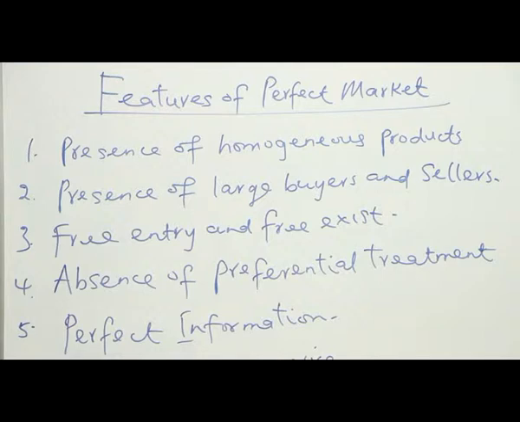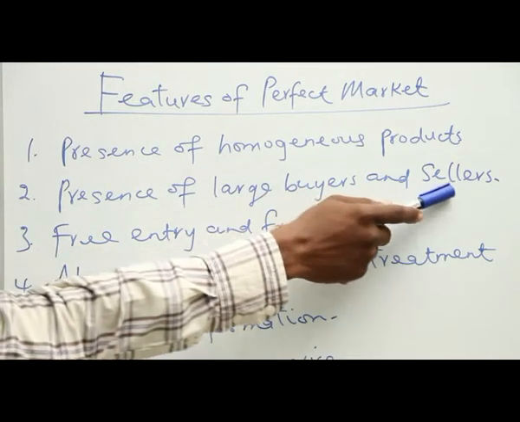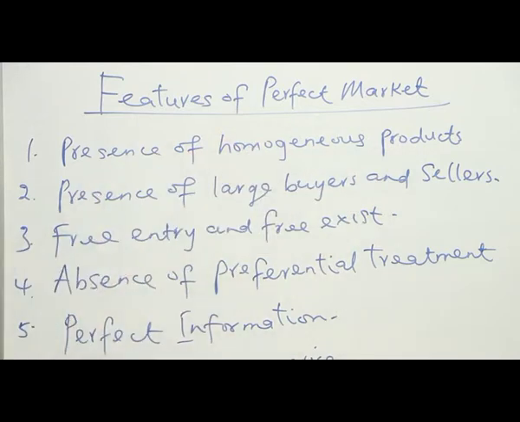That is, if the buyers are numerous, definitely no buyer will be able to influence the price of the commodity. So the commodity becomes a product in a perfect market. For us to say a market is perfect, there is a need to have large numbers of buyers and sellers, so that no one can influence the price of the commodity.